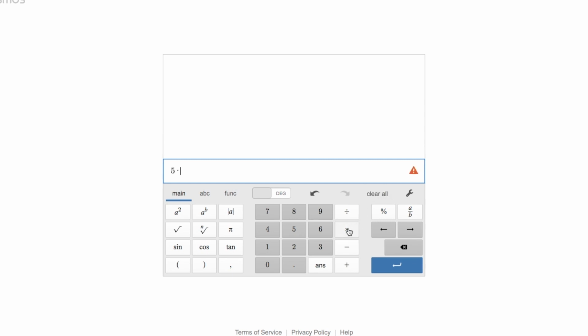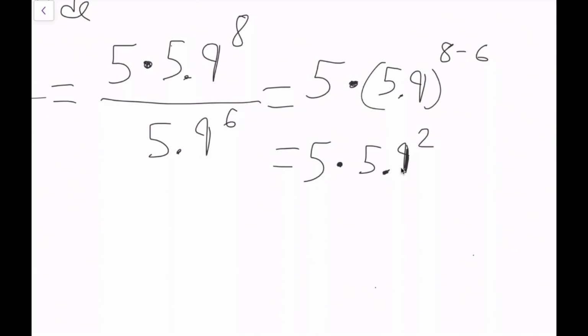So I'm going to type that exact expression into my scientific calculator. 5 times 5.9 squared. And since I typed it in like this, and this calculator does order of operations for me, this is fine. But if you're going to use a calculator that isn't as advanced as this, you would calculate 5.9 squared first and then multiply by 5. But anyway, this answer is 174.05. So I'm going to write that down. So that is our exact answer here.